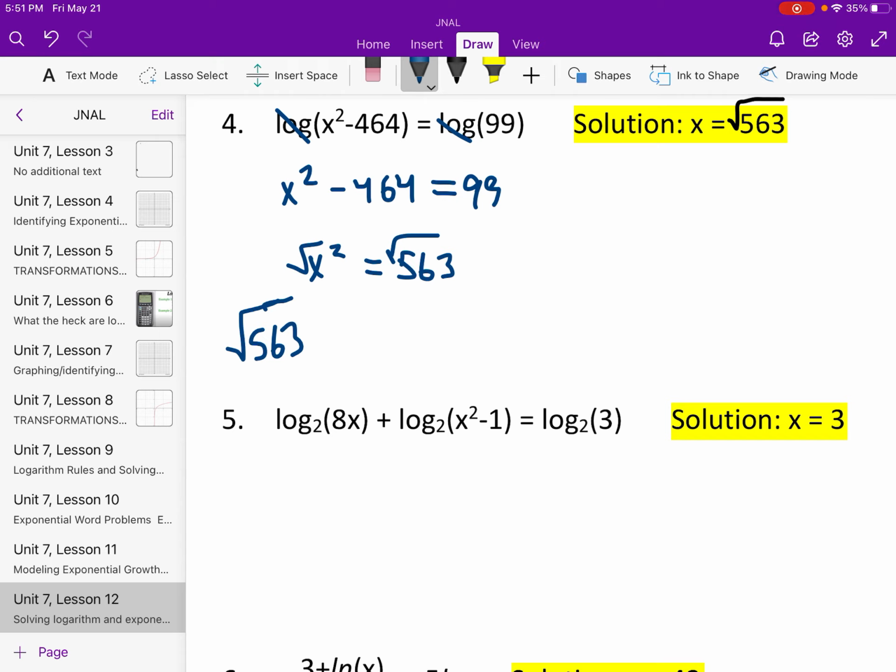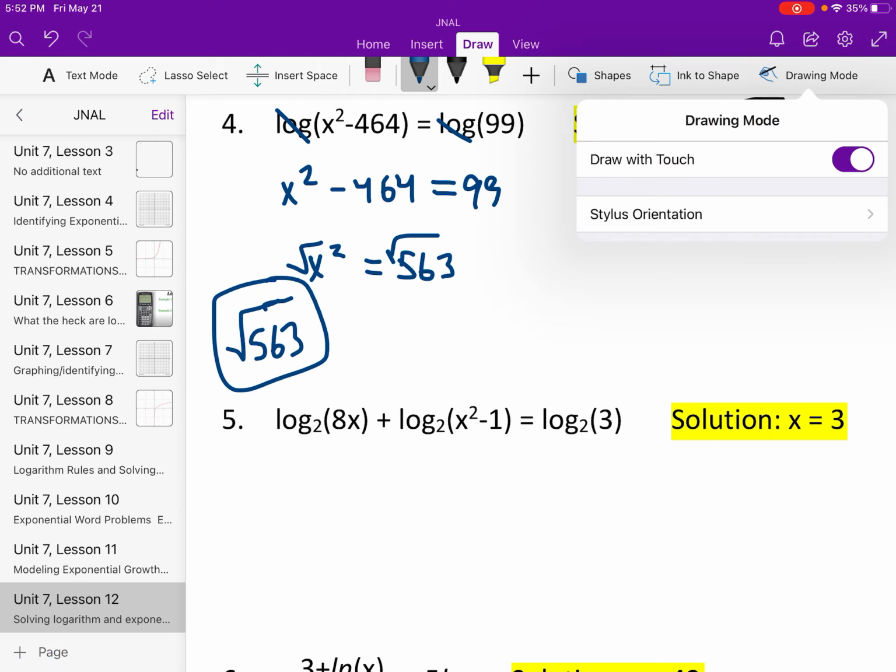Let's see. 563 divided by 4, not a whole number. 563 divided by 9, also not a whole number. 563 divided by 25, probably not. 563 divided by 49. 563 divided by 81. And I don't think... No, you cannot break that down further. That's not very good. Okay, so there you go. That is your answer. That's how you would solve that one.